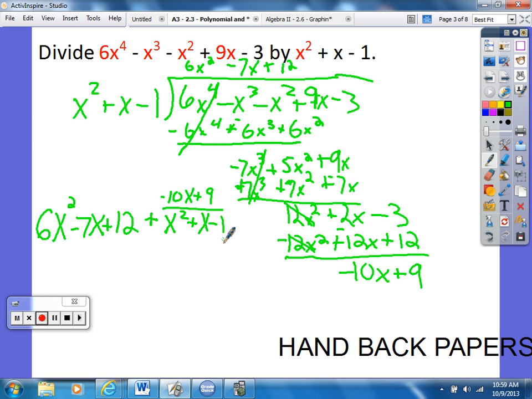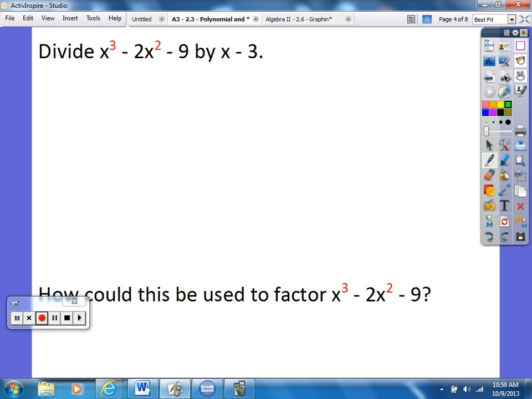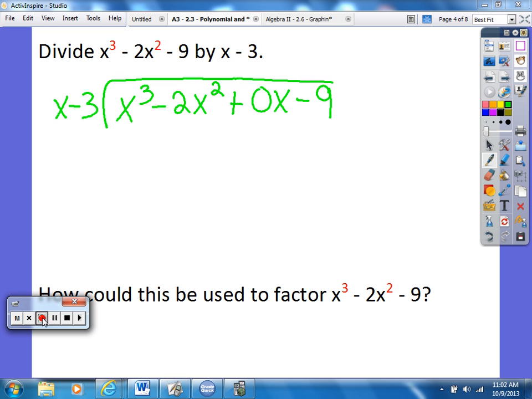Okay, let's try one more problem. Let's try long division with x cubed minus 2x squared minus 9 divided by x minus 3. I'm going to give you a minute to set that up and to try it. So I have Leanne coming up. She set up the problem for us, just a regular division problem.